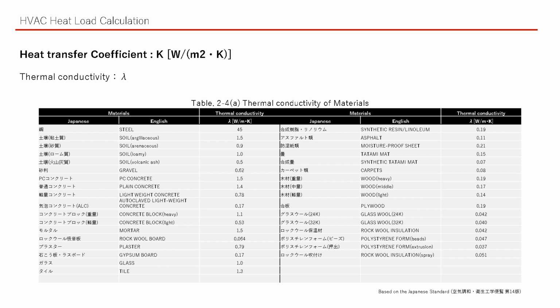To calculate the heat transfer coefficient, it's necessary to prepare the thermal conductivity. It depends on the materials. Tables 2 to 4 show the summary of thermal conductivity for typical materials. If you use special materials or want an exact calculation, it's better to refer to the manufacturer's specification.